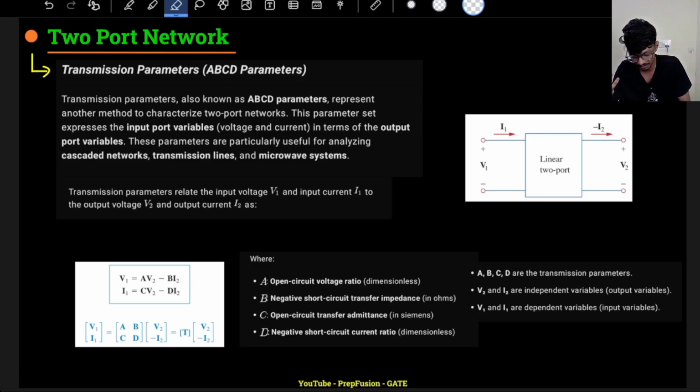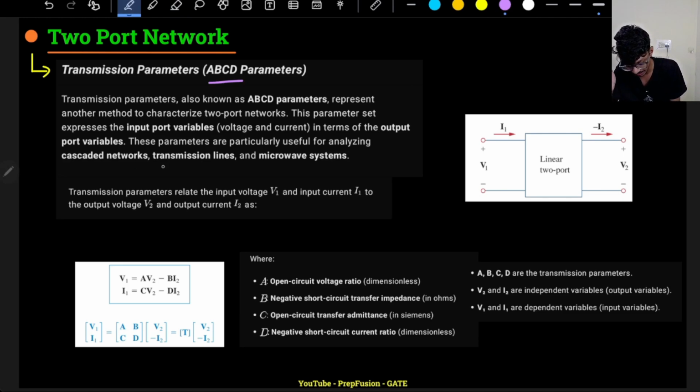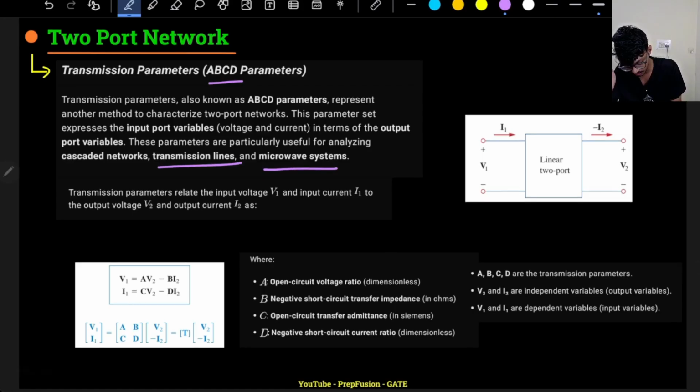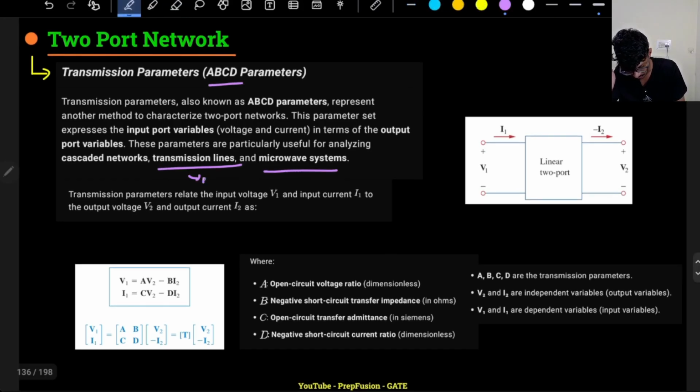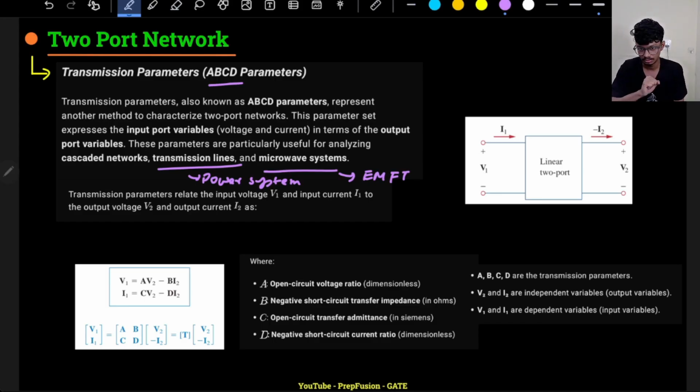Transmission parameters are also called ABCD parameters. Why are they called transmission parameters? Because they are used to characterize transmission lines and microwave systems. Transmission lines in power systems, you will learn this in power systems, of course, I will teach you power systems. Also in your EMFT, for EC, I'm talking about EC. In EMFT, EC, in microwave systems, transmission lines are used to characterize any linear two-port network. Transmission parameters are used to characterize transmission lines. That's why the name transmission parameters.